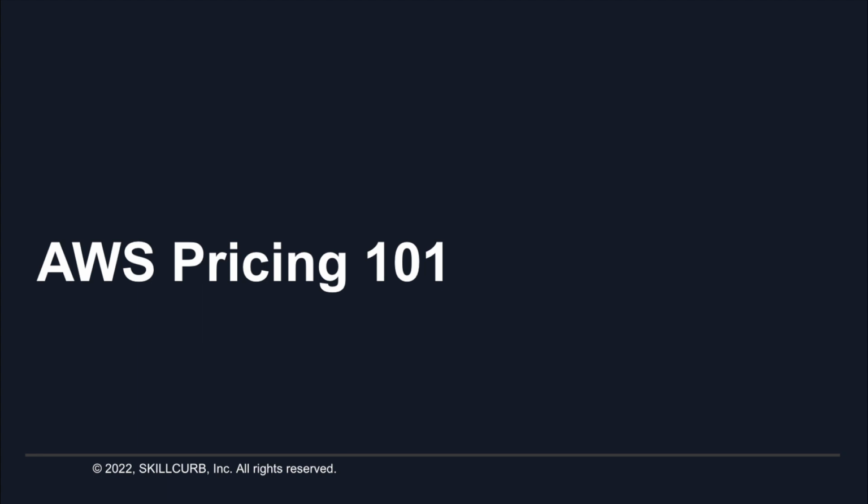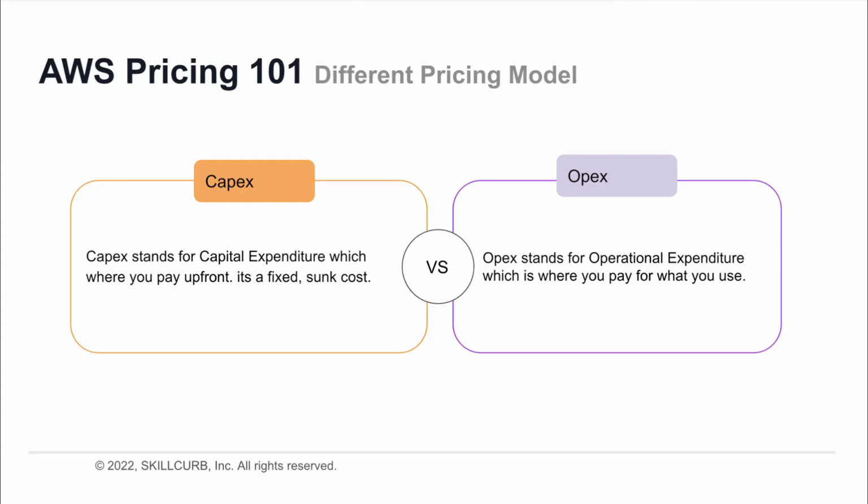AWS Pricing 101. There are two types of pricing models. These are CapEx and OpEx. CapEx basically just stands for capital expenditure, which is where you pay upfront, and it's fixed sunk costs. So it's like buying a server upfront, or buying a whole bunch of servers, or buying network, etc.